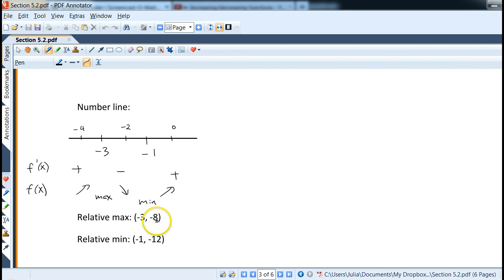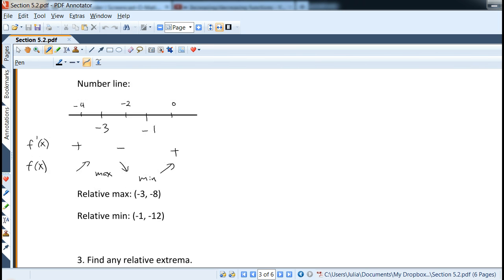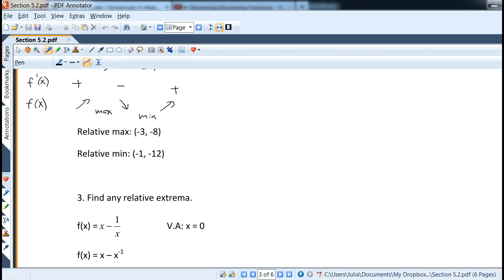Usually, the max value, the y value, is larger than the min value, but that's not always true, however. Like with rational functions, that's not always true. So we still have to plug it in and find out.